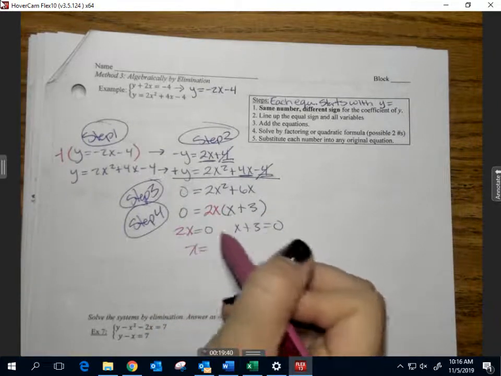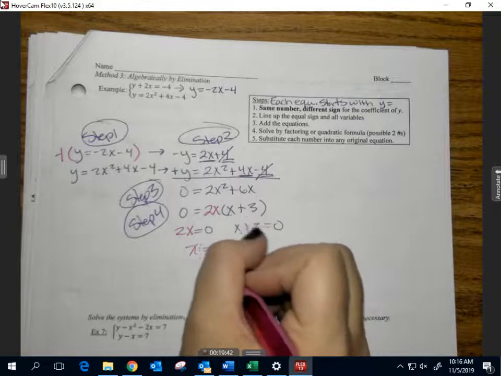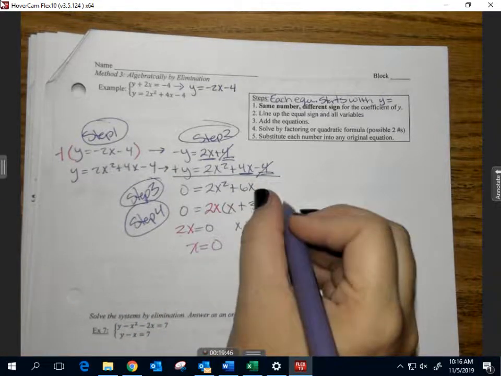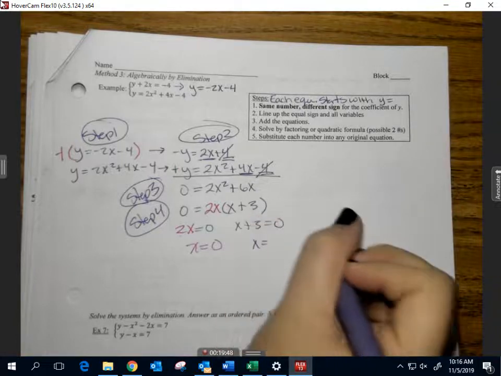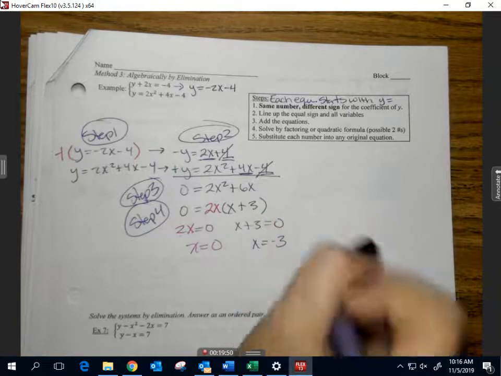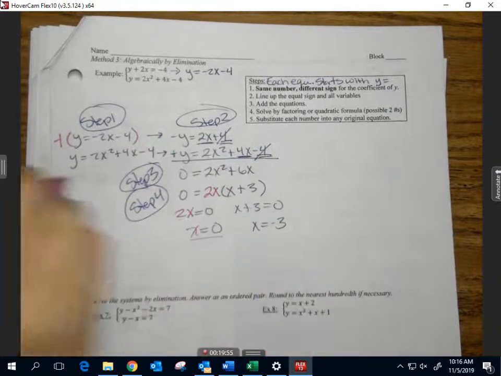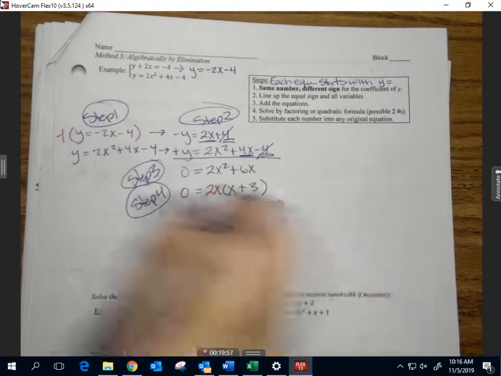What? 2 times what gives me 0? 0. And what plus 3 gives me 0? -3. It's the opposite. So we have two different answers for x.